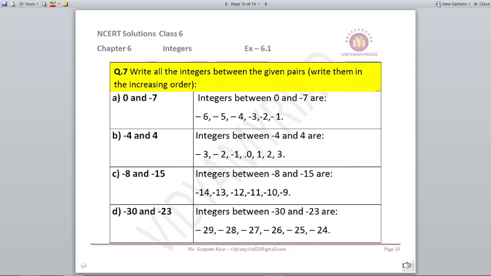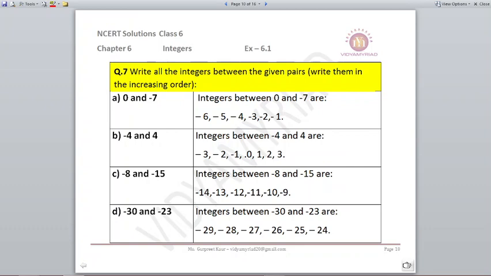Minus 8 and minus 15. Minus 15 is a smaller number. If you look at the number line for minus 8 and minus 15, your minus 8 will come towards the right of minus 15, or it is closer towards the 0. So that becomes your bigger number. Minus 15 becomes the smaller number, and we have to write it in increasing order. So the integers are minus 14, minus 13, minus 12, minus 11, minus 10 and minus 9.